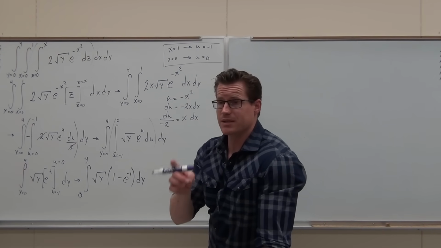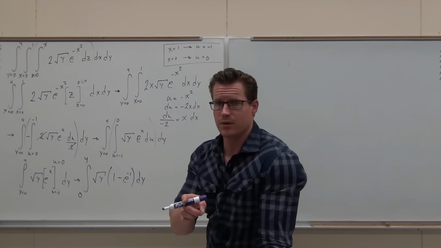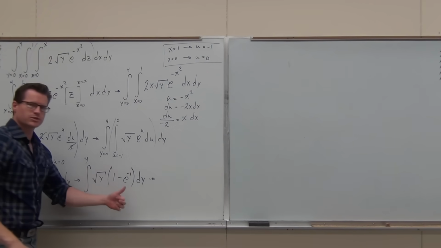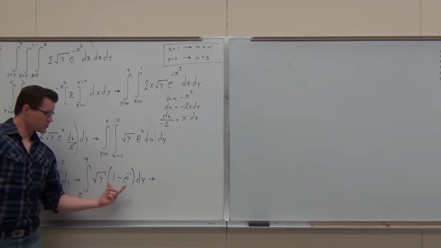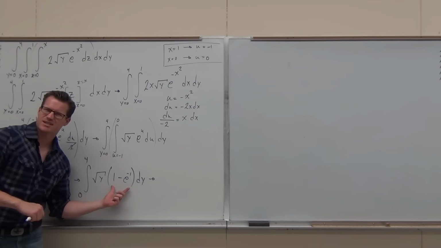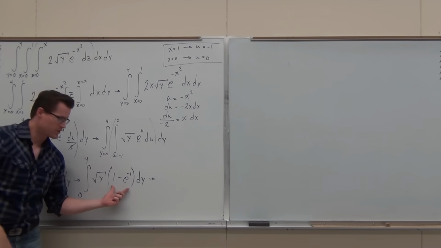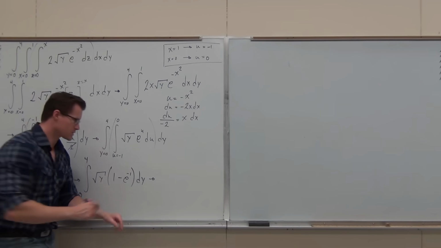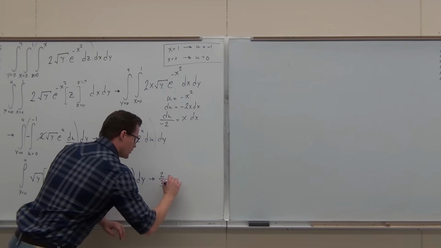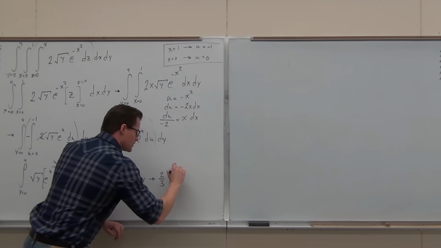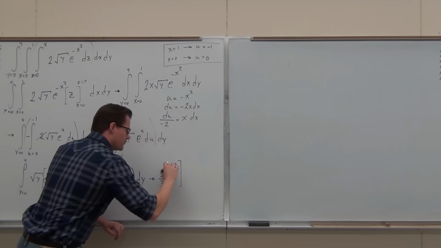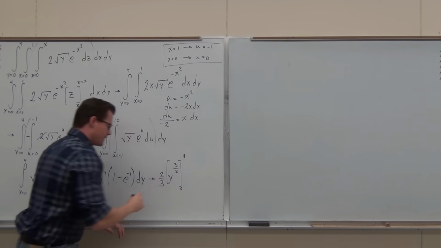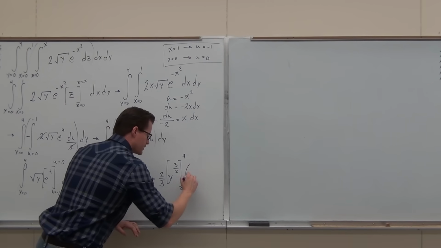I would love to know if that makes sense to you. Can you follow that one? Now after that, is it possible to integrate that? This looks crazy, but you all tell me what that is. What is that? It's a constant, it's just a number. You can even pull this out front. So that's a square root of y, so we're going to get that 2/3 y to the 3/2 evaluated from 0 to 4, and then we'll multiply by that constant.